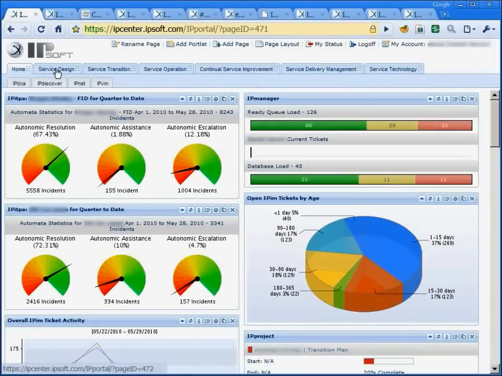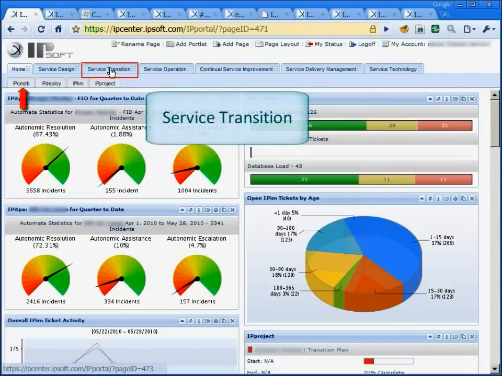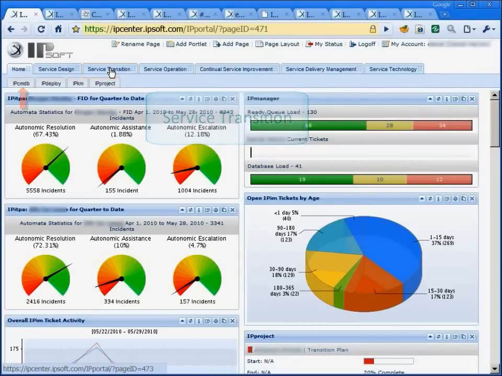As you can see, IPcenter follows an ITIL V3 layout. Under Service Transition, we have IPcMDB for the Configuration Management Database, and IPproject for Project Management.